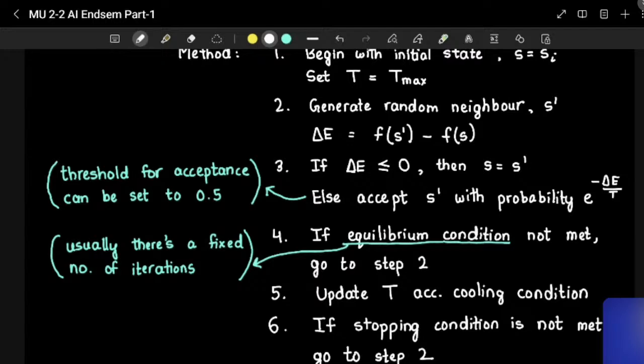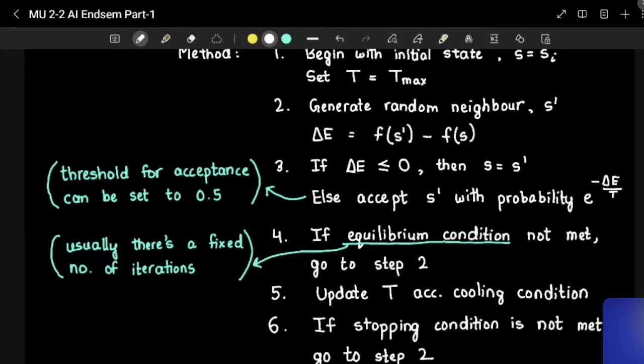Now after step 3, what do you do? You look at step 4. It says if equilibrium condition is not met, go to step 2. Equilibrium condition is usually number of iterations. For example, for a certain temperature T, you repeat this process like 10 times or whatever. It's usually that way. For simplicity, you could just think of it as just one iteration probably. So let's say max iteration is 1. If one iteration is done, move on to the next step.